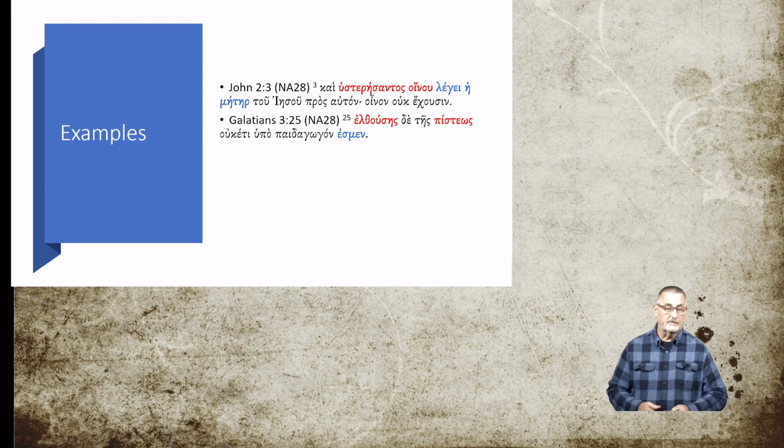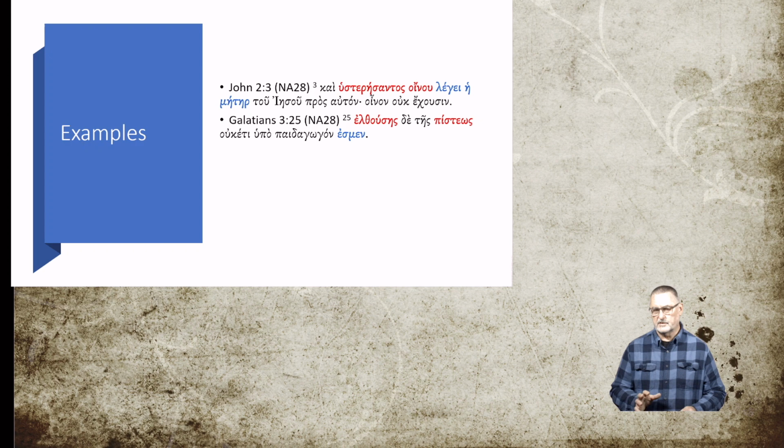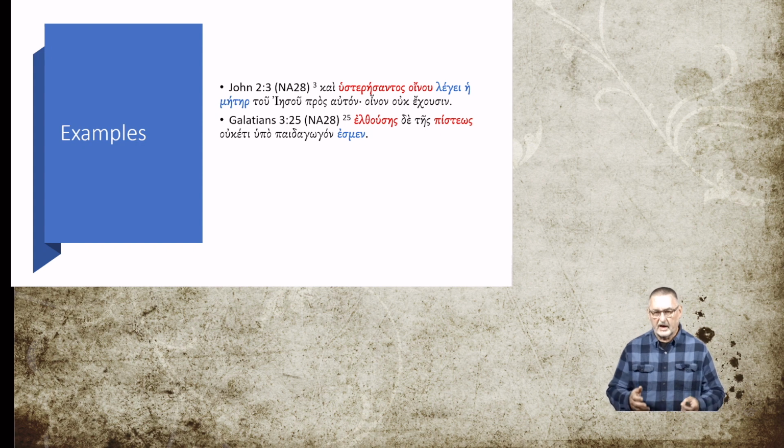So the main clause of John 2:3, Jesus' mother says, or the mother of Jesus says to him, they don't have any wine. Okay? So the genitive absolute provides background information separate from that. The genitive noun functions as if it were the subject of the participle. And so you might translate this, and wine lacking, okay? Then Jesus' mother says to him, they don't have any wine.